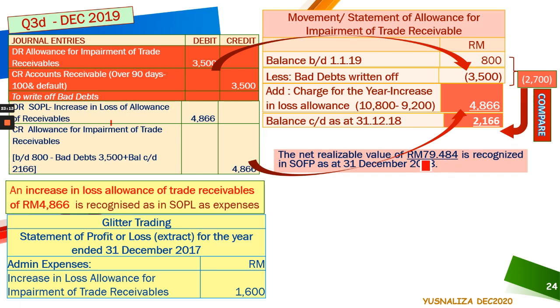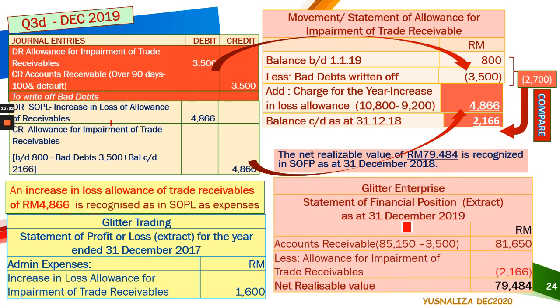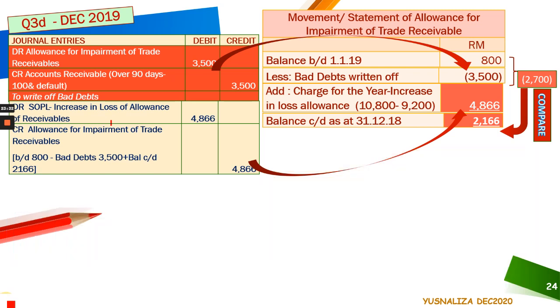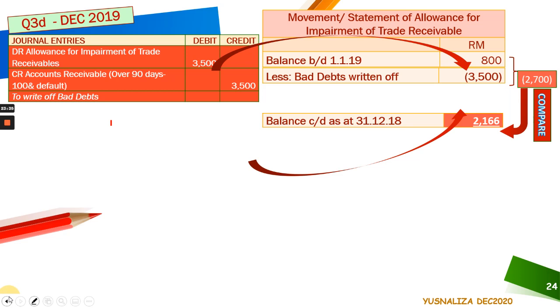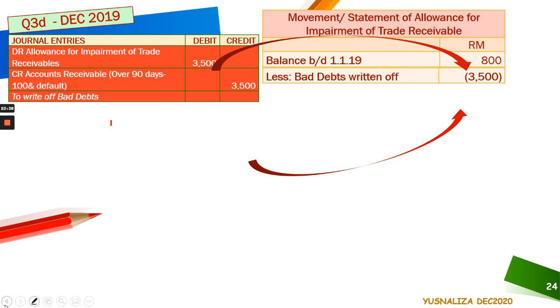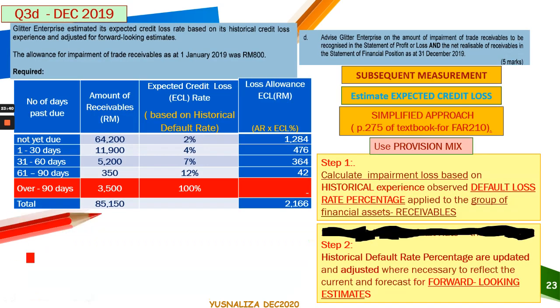And also talk about the net realizable value. The net realizable value will be 79,484. How do we get that? You take 81,650, which is 85,150 less this. Where do we get 85,150? I'm going back to my slide. Okay, from this total here, 85,150, the total amount of receivable, right? And that has not yet excluded this, so that's why we deduct.